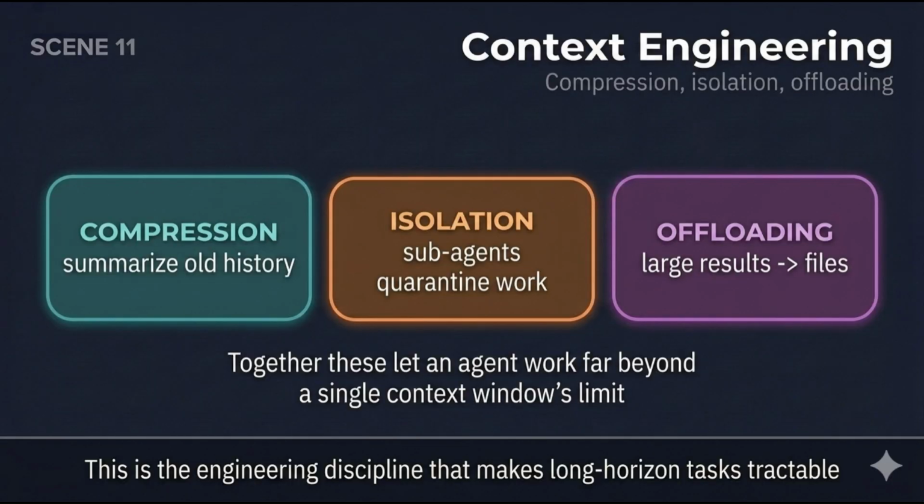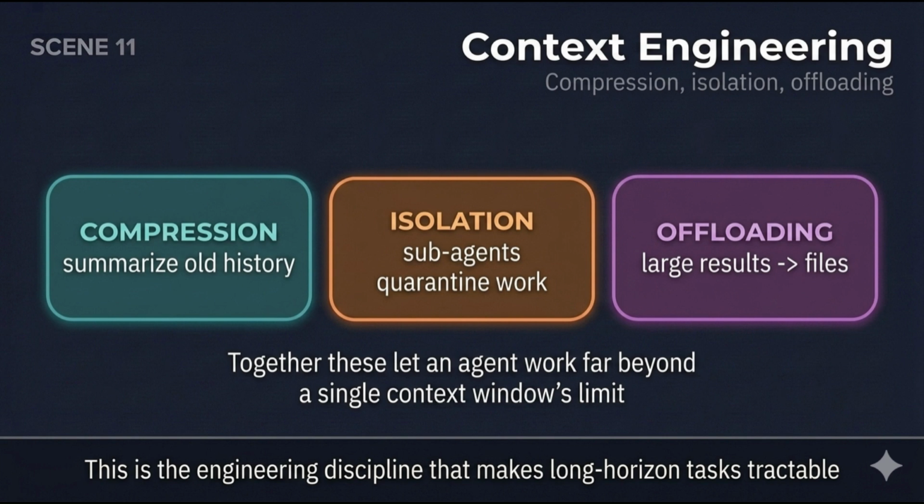Context engineering is the discipline that ties planning, subagents, and the file system together into one coherent strategy for handling tasks that would otherwise overflow any context window. Compression summarizes older conversation history once it grows large, preserving the gist of what happened while discarding verbose, now irrelevant detail. Isolation, which we examined in scenes 6 through 8, quarantines heavy subtask work inside subagents so their internal noise never accumulates in the main context.